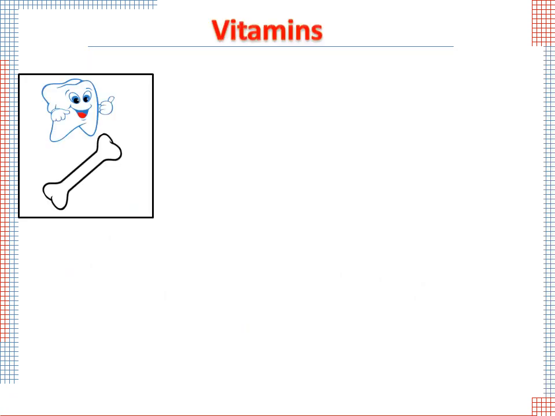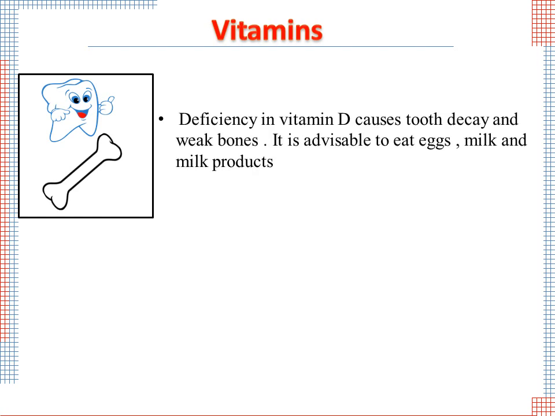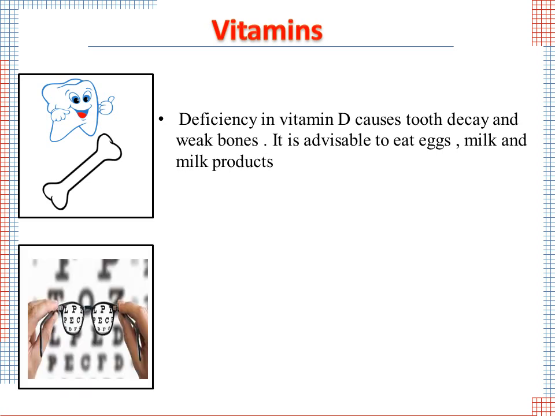Vitamins. Vitamins are important for our body. The deficiency in vitamin D causes tooth decay and weak bones. It is advisable to eat eggs, milk, and milk products. So, vitamin D is important for our teeth and bones, and its source is eggs, milk, and milk products.